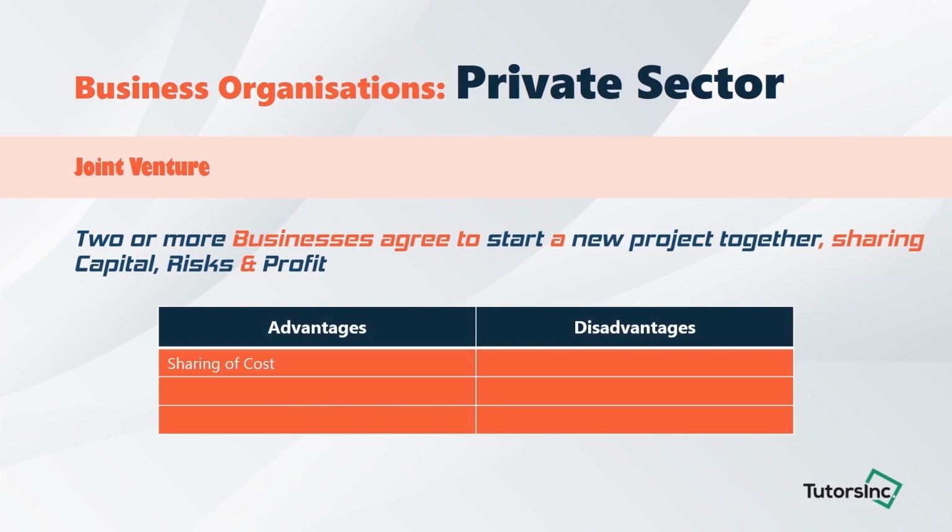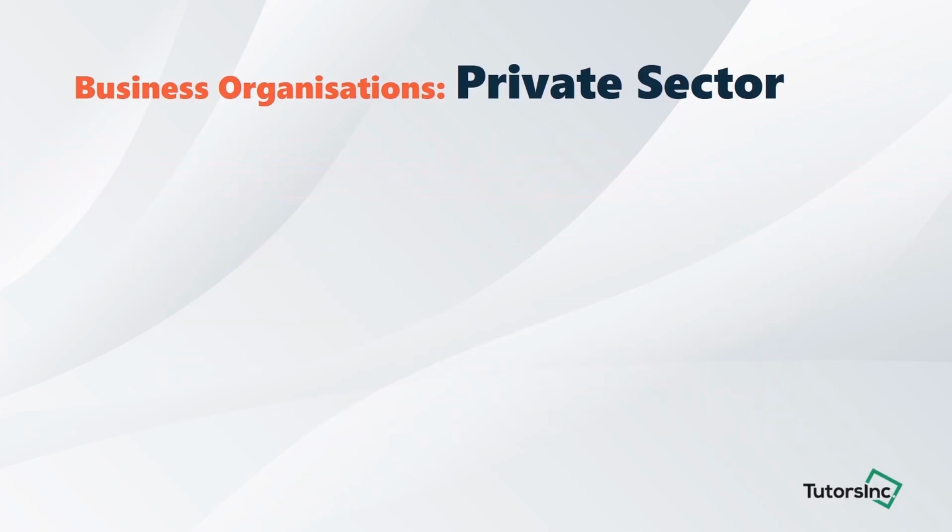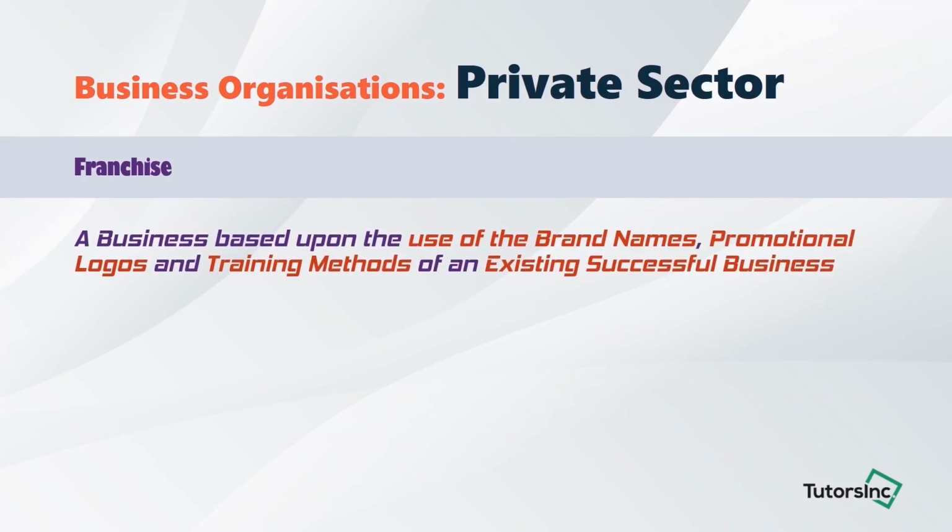Advantages include the sharing of cost, broader knowledge, and shared risks, while the negatives include the share of profits, risk of disagreements, and differences in cultures. And lastly, we have franchise. Franchise is a business based upon the use of the brand names, promotional logos, and training methods of an existing successful company. A franchise works from two ends.